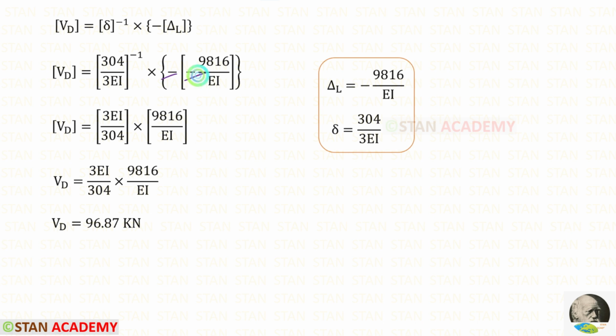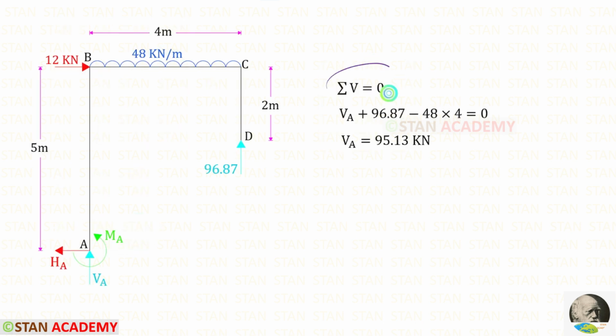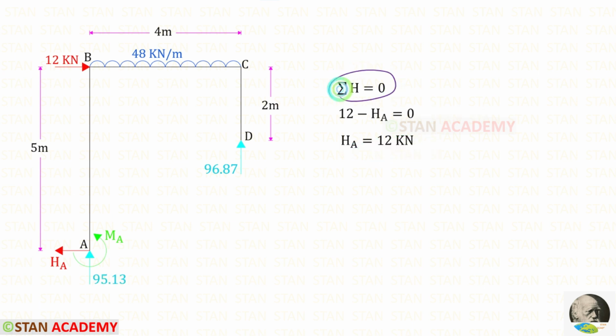Negative into negative, it will be positive. Since inside the matrices there is only one member, we can take them outside. We can eliminate EI. For VD, we will get 96.87 kilonewton. By applying this rule, we can find VA. Then by applying this rule, we can find HA.